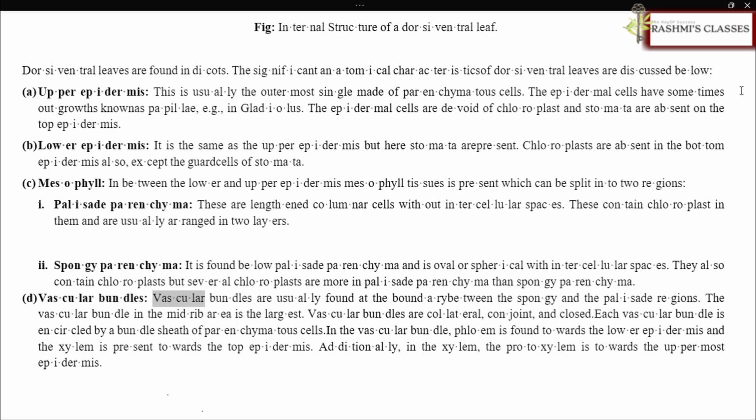Vascular bundles. Vascular bundles are usually found at the boundary between the spongy and the palisade regions. The vascular bundle in the midrib area is the largest. Vascular bundles are collateral, conjoint, and closed. Each vascular bundle is encircled by a bundle sheath of parenchymatous cells. In the vascular bundle, phloem is found towards the lower epidermis and the xylem is present towards the top epidermis. Additionally, in the xylem, the protoxylem is towards the uppermost epidermis.